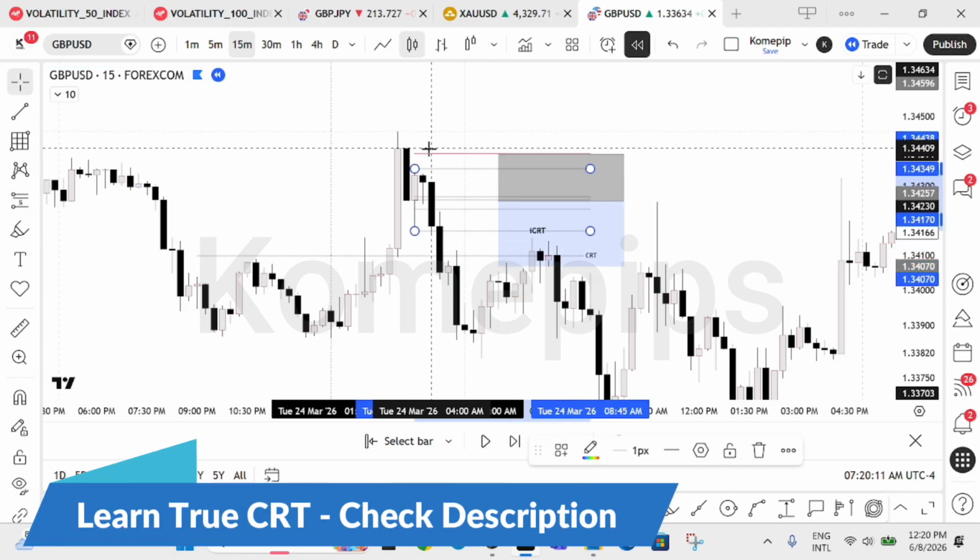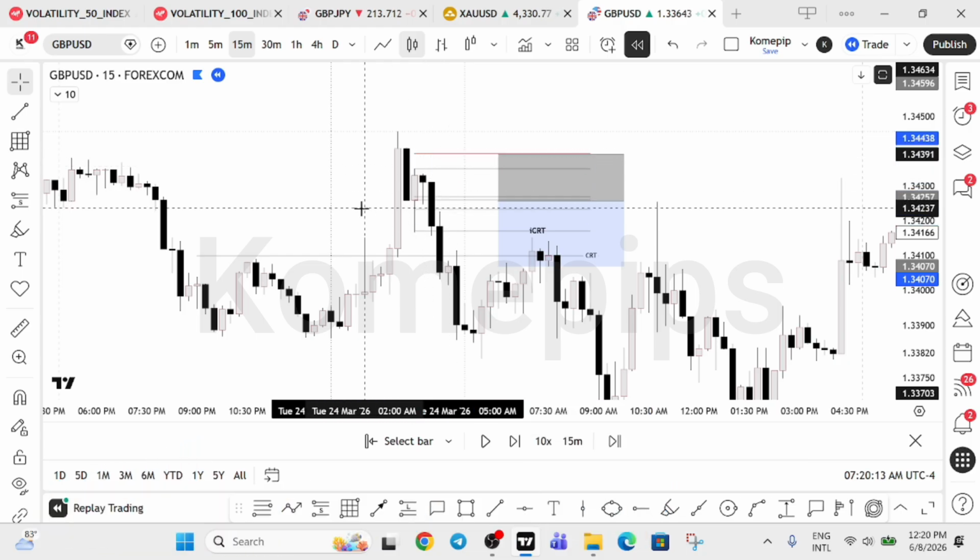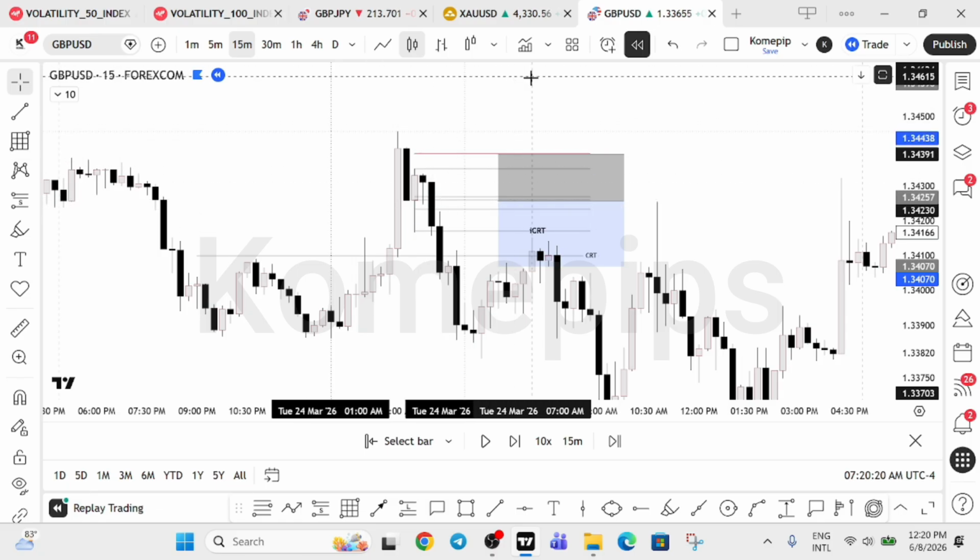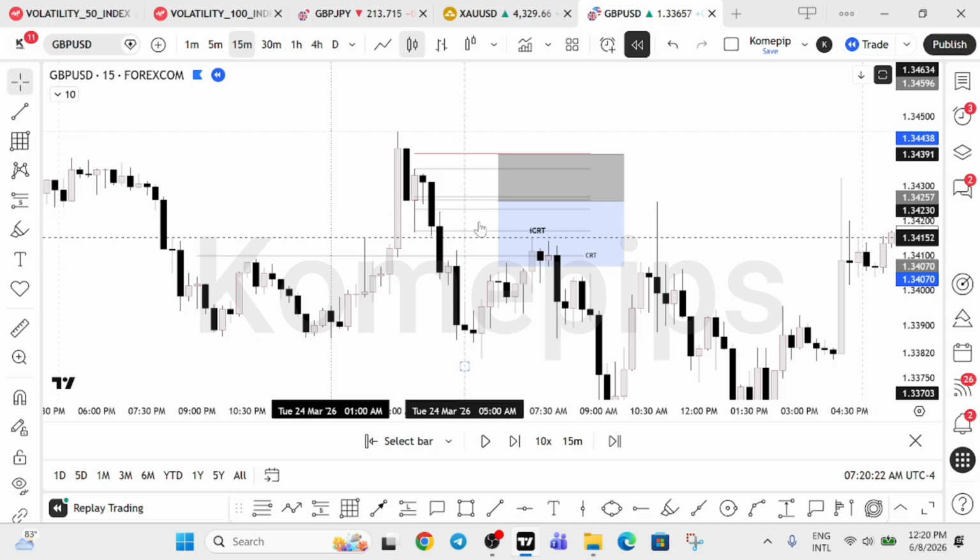Somewhere here. Now, see this red line. This red line is to give me an ideal stop loss placement, that in case I am wrong, or in case market wants to sweep liquidity before going down, I will still be safe.